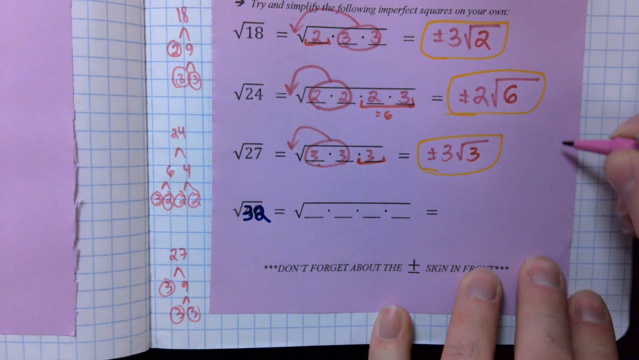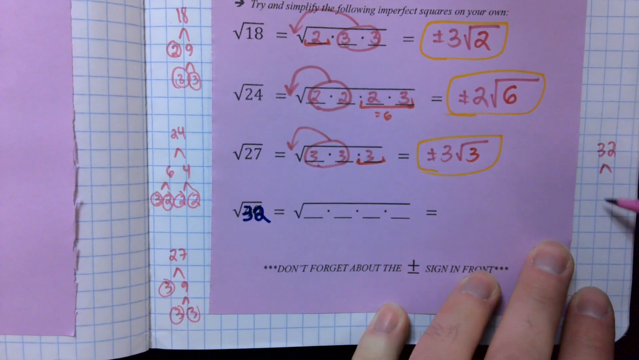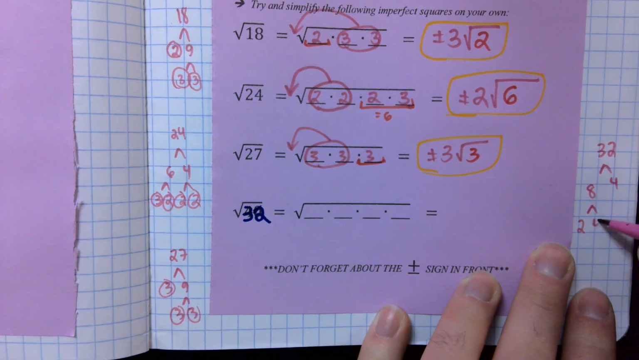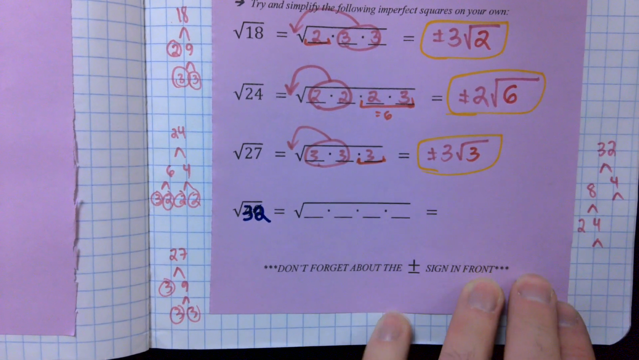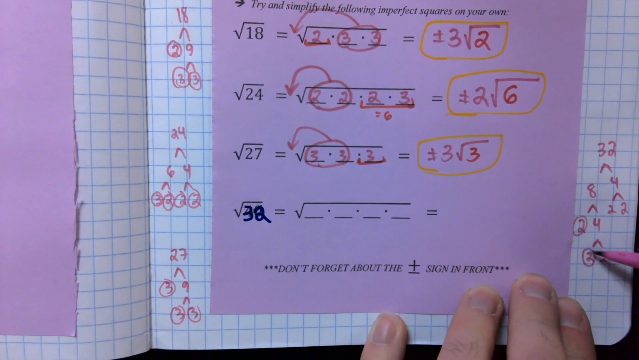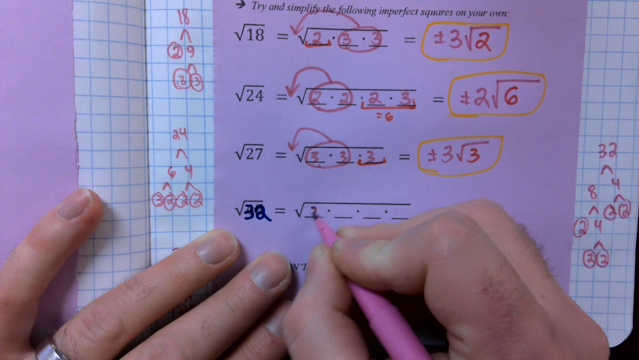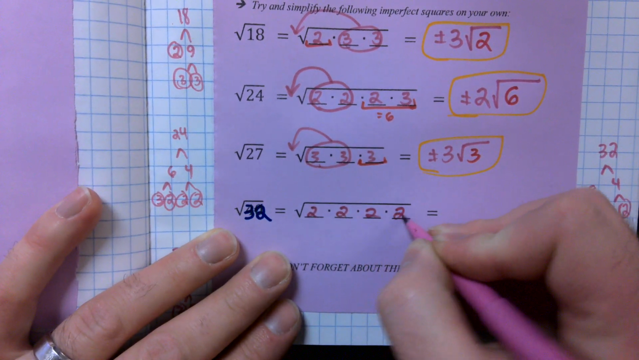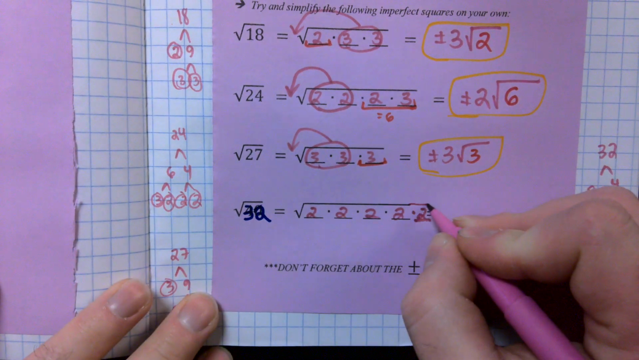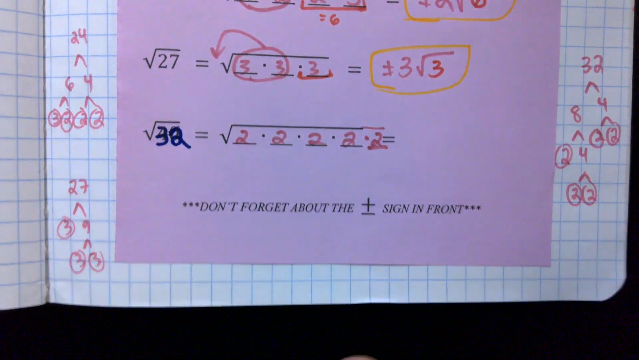And finally, 32. What two numbers multiply to give me 32? 8 times 4. What two numbers multiply to give me 8? 2 times 4. What two numbers multiply to give me 4? 2 times 2. So I've got 1, 2, 3, 4, 5 2's. 2 times 2 times 2 times 2 times 2. You guys see that okay?